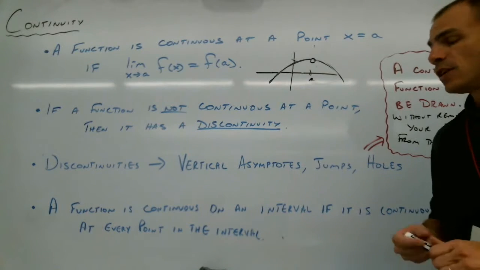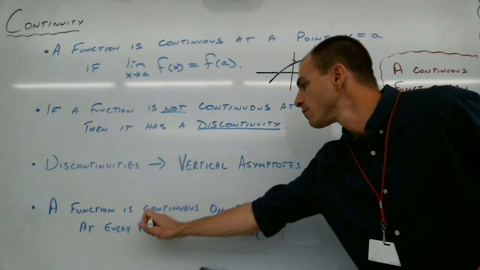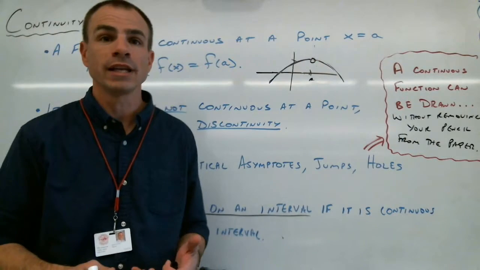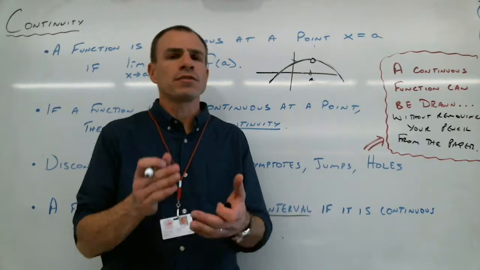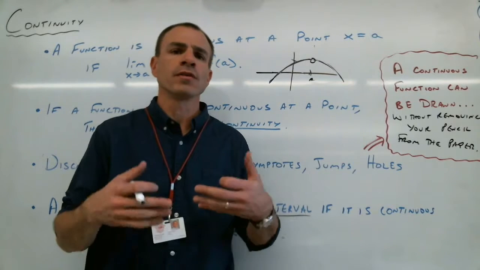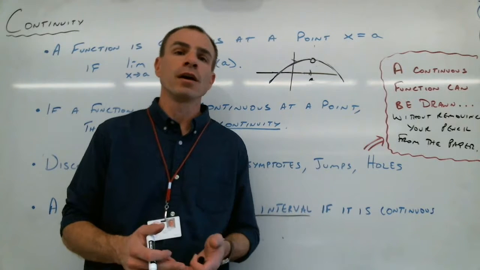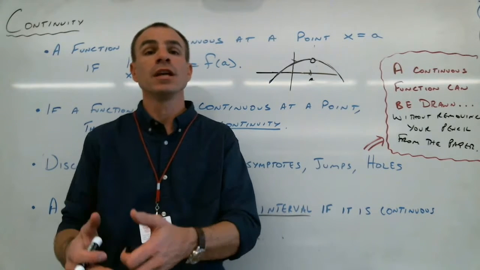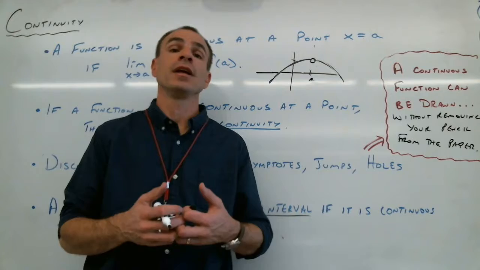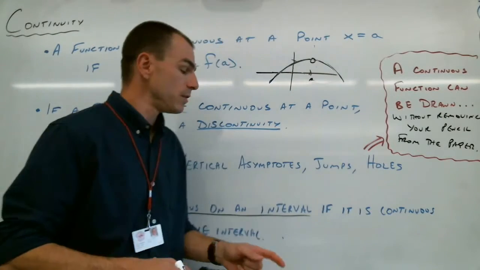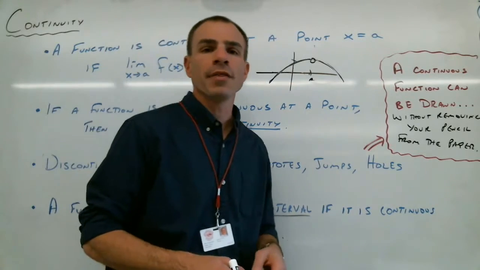Last but not least for our setup here, a function is continuous on an interval if it's continuous at every single point in that interval. That seems like we'd have to check the continuity at every single point, and there are all these points on this particular interval. So really what we're going to focus on more is not where the function is continuous, but where the function has a discontinuity. It's easier to find those values than it is to check every single point on that interval.